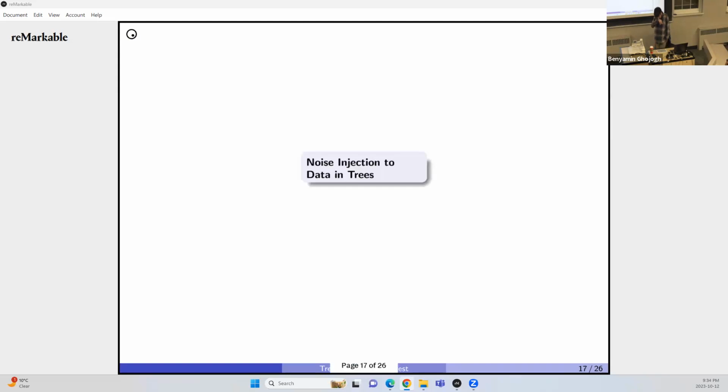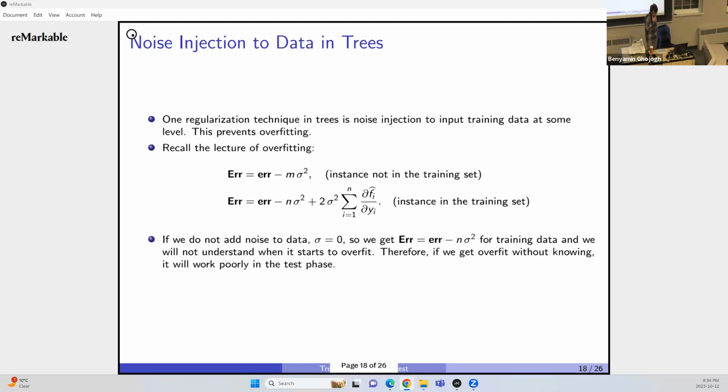Now noise injection to data in trees. One regularization technique. So we are talking about regularization techniques now in trees. One regularization technique in trees is noise injection to the input training data at some level. Noise injection to data is a very common technique in regularization. Recall the lecture on overfitting. Do you remember? We talked about this, right?